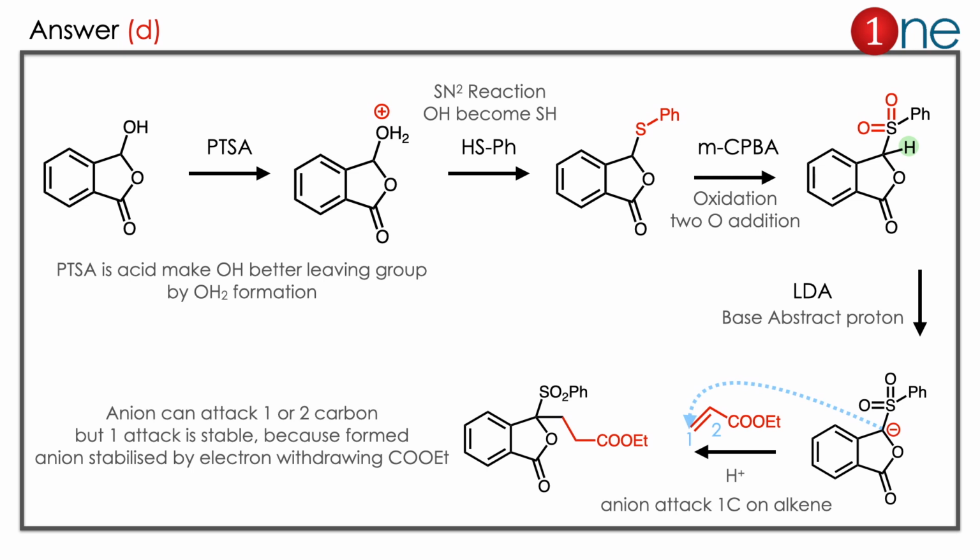The answer is D. Let us see how. The starting material is the alcohol, then you are using the acid. PTSA is the acid. So the acid gives H plus to the OH, so OH2 plus forms, and H2O leaves. Here PTSA makes OH a better leaving group by OH2 formation. Here we are using the nucleophile PhSH, which is thiophenol. So the sulfur attacks and thioether formation occurs. So OH is removed and an S-Ph bond is formed.